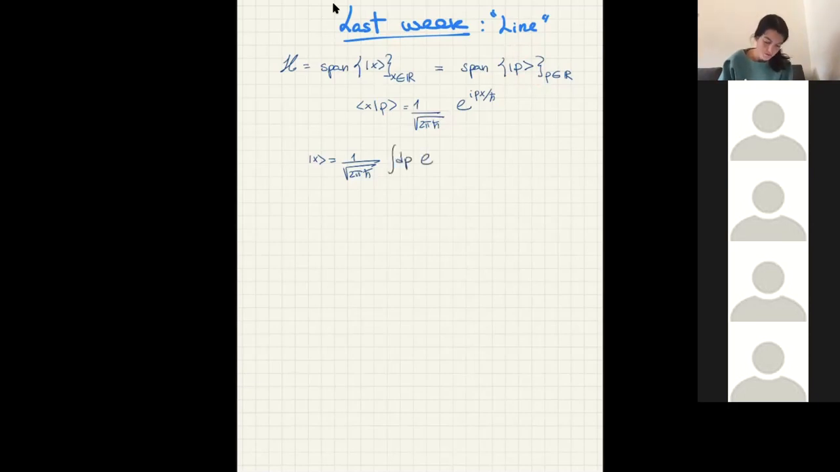Okay, we saw that the bases are related to each other via a Fourier transform. Same thing here, 2 pi h bar, dp, e to the i p x over h bar. Sorry, it should be the x. There you go. So we saw this.